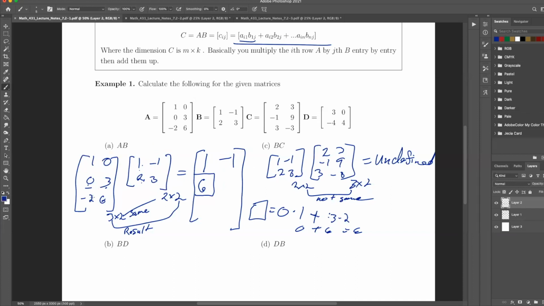And then here we'll do this again. For this one, we're going to do the second row by the second column. So 0 times negative 1 is 0, plus 3 times 3 is 9. Then I'll finish this out for you. We'll have negative 2 times 1 gives us negative 2, plus 6 times 2, which is 12. So 12 minus 2 is 10. And then we'll have negative 2 times this, which gives us plus 2, plus 18, which gives us 20. All right.